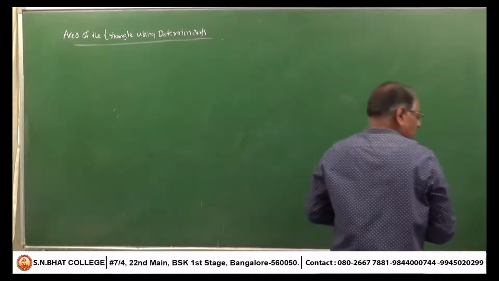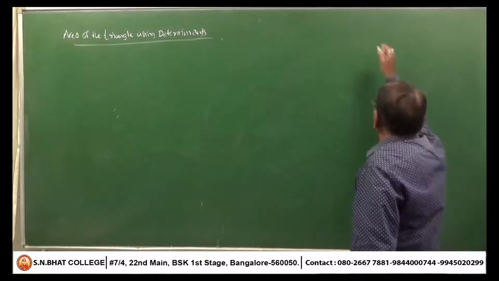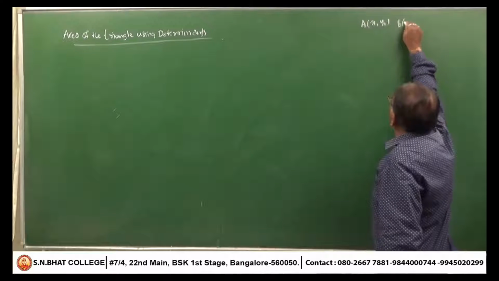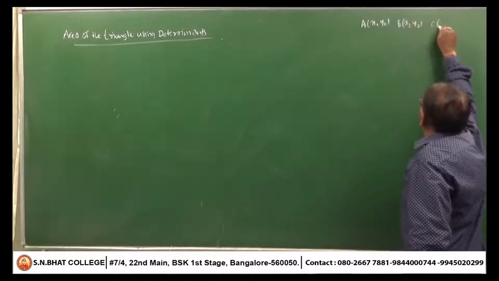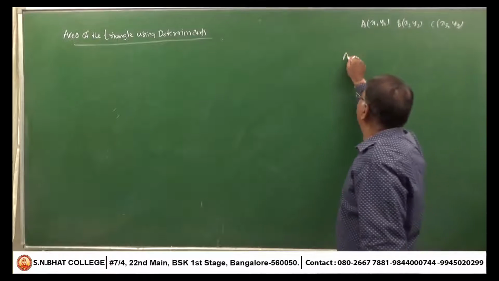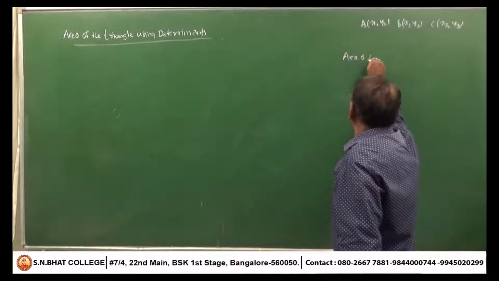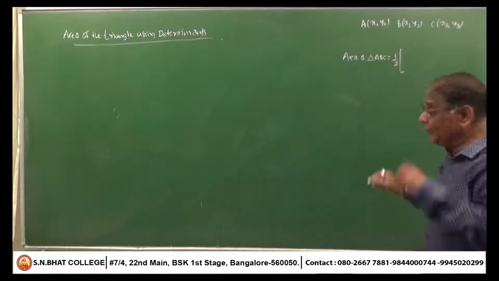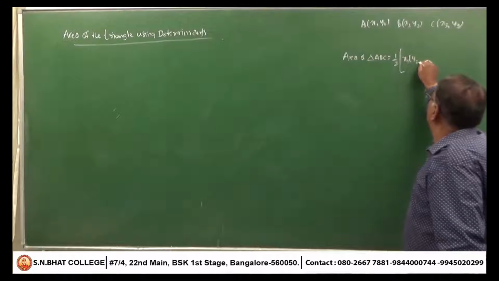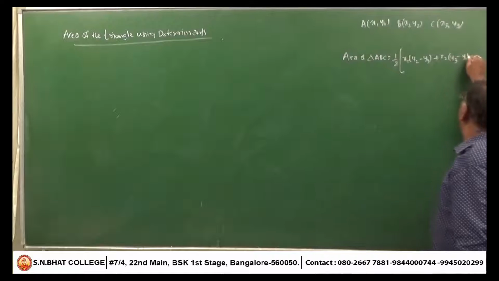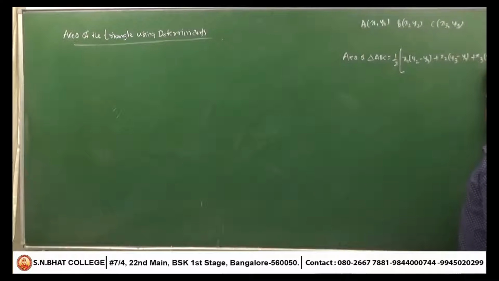See, in first PUC, you come across the area of the triangle. If A is x1 comma y1, B is x2 comma y2, C is x3 comma y3, these are the vertices of the triangle. Then the area of the triangle ABC is half into x1 into y2 minus y3 plus x2 into y3 minus y1 plus x3 into y1 minus y2. This is the formula to find the area of the triangle.